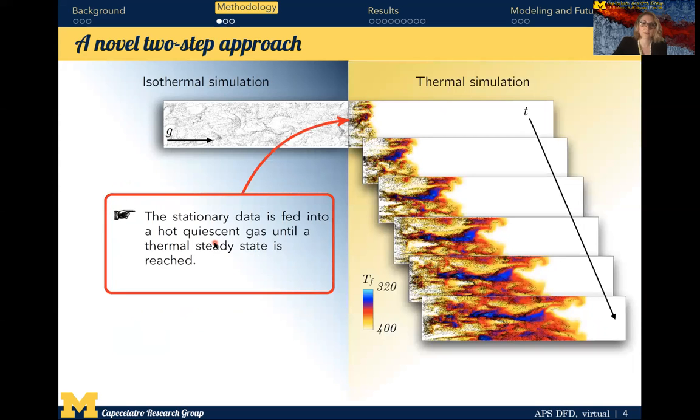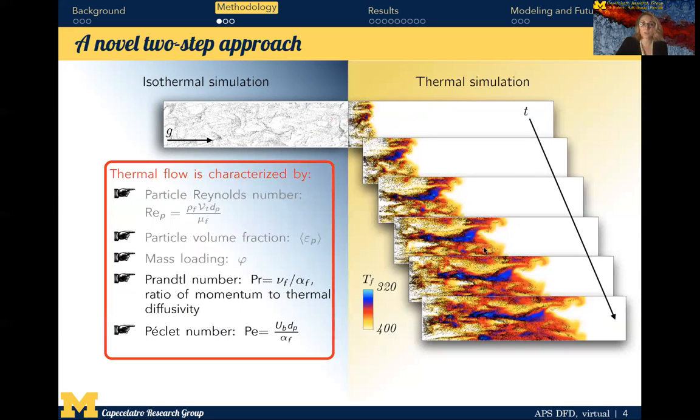Then this data is fed into a thermal domain, which is initially just a hot quiescent gas. These particles and velocity fields are injected into this domain until a thermal steady state is reached. The thermal flow, however, is characterized by the same three parameters as the isothermal simulation, along with two additional parameters: the Prandtl number, defined as the ratio of momentum to thermal diffusivity, and a Peclet number, defined by the bulk fluid velocity, the particle diameter, and the fluid phase thermal diffusivity.